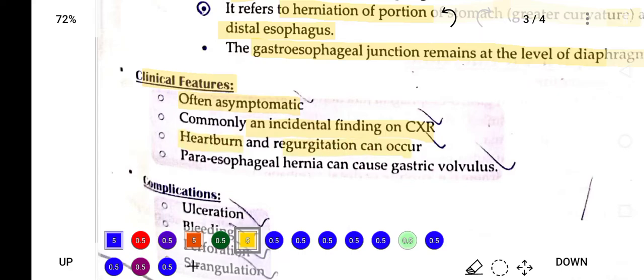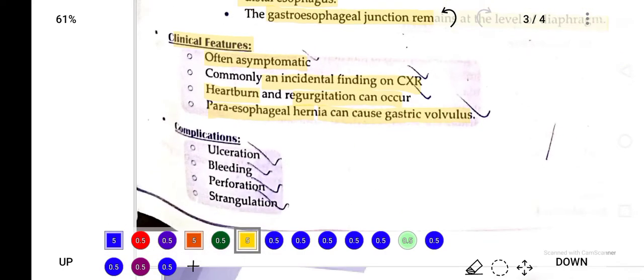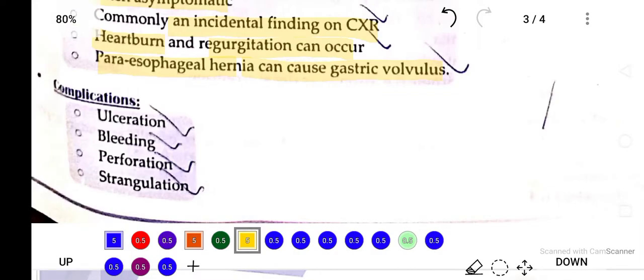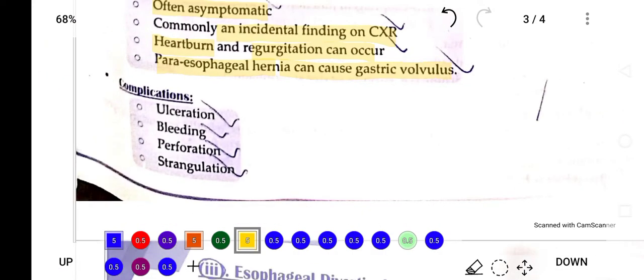Heartburn and regurgitation can occur in this patient, and paraesophageal hernia can cause gastric volvulus. Gastric volvulus is twisting of the stomach on its own mesentery with compromise of blood supply to the gut, which can present with abdominal pain. So it may develop gastric volvulus.